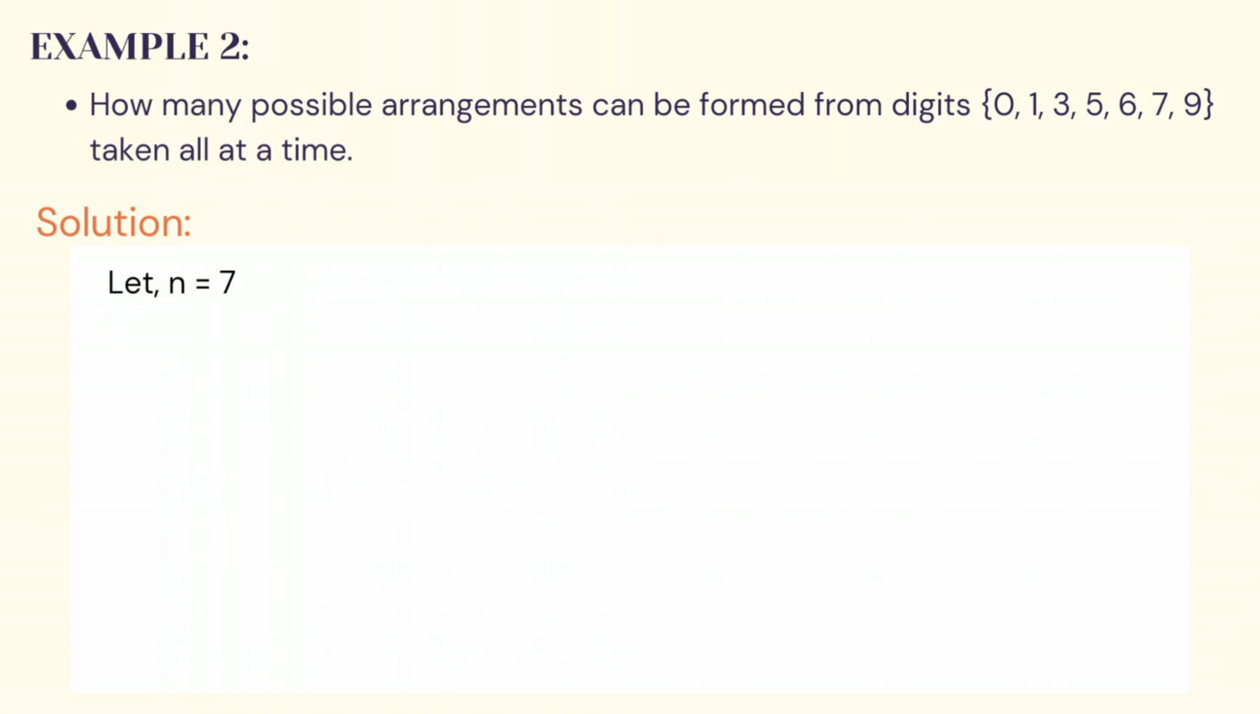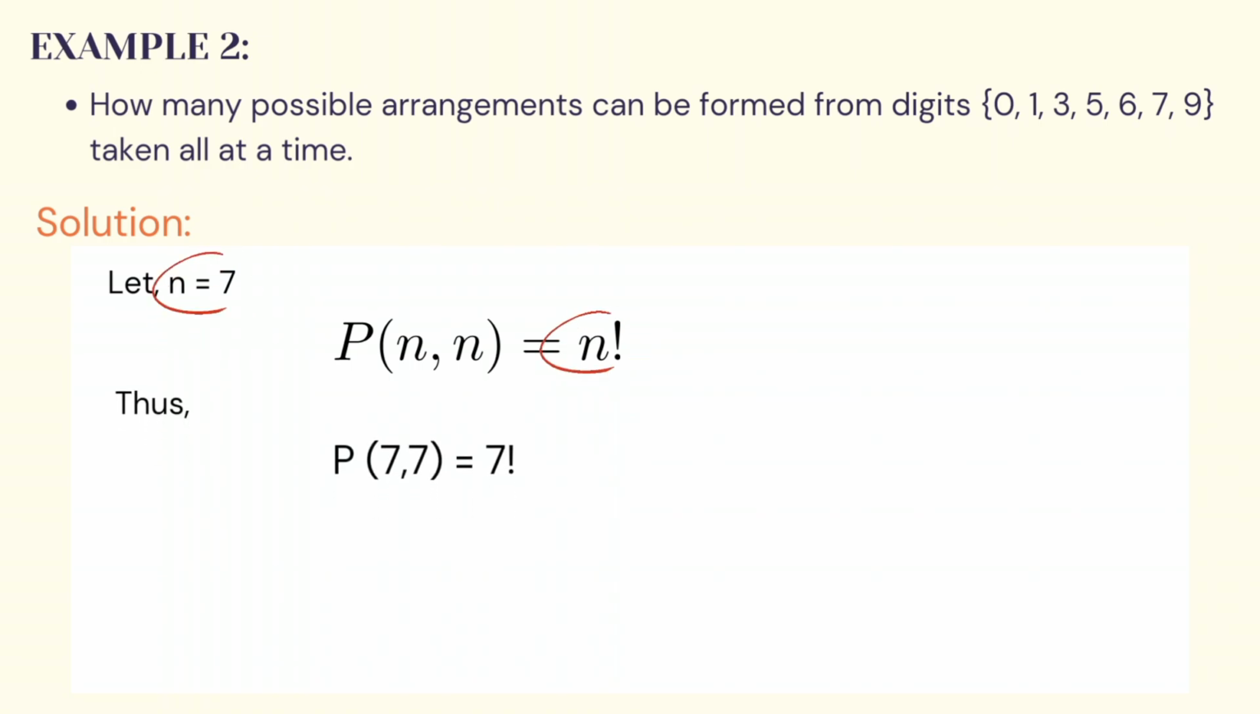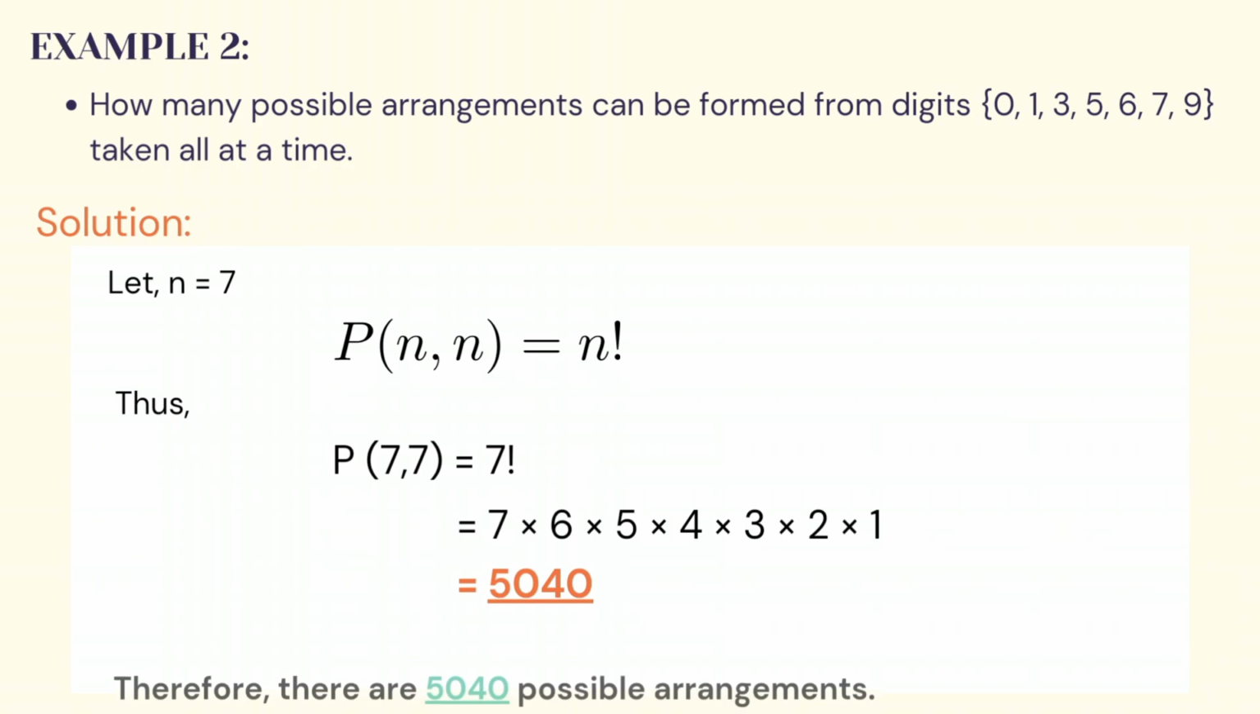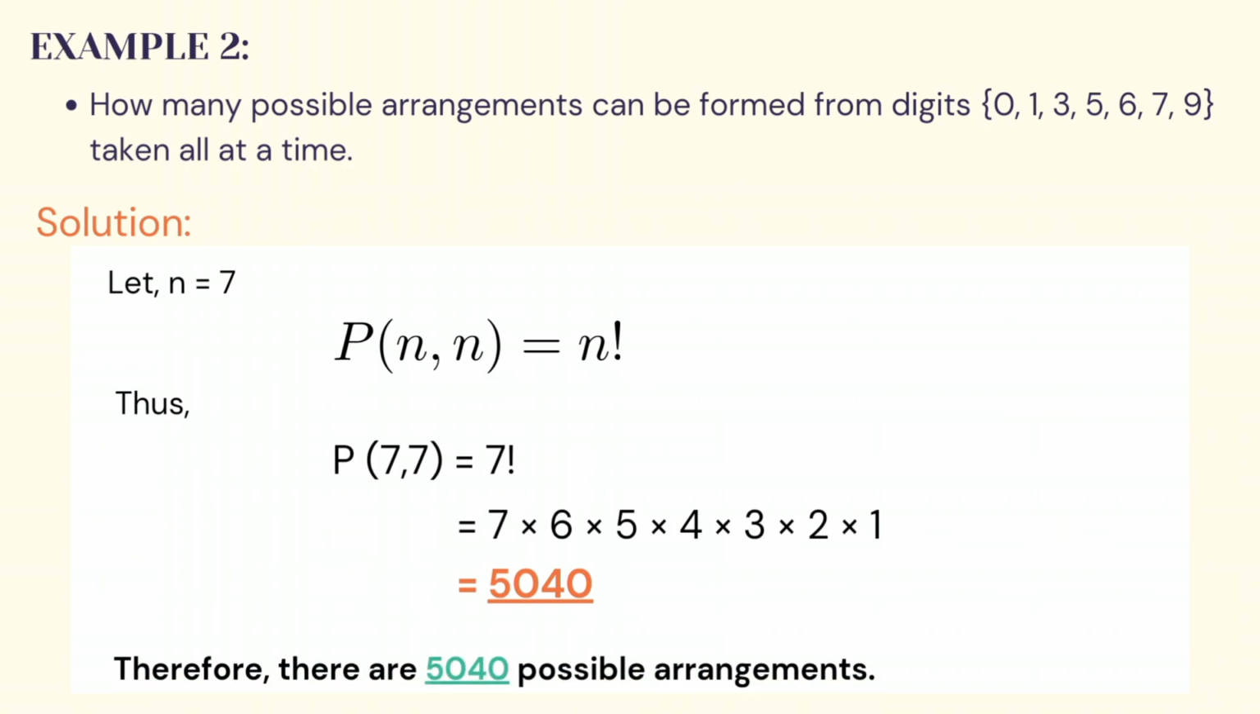Apply the formula for the permutation of n objects taken all at a time, which is P equals n factorial. By substitution, substitute the variable n with 7. We will have P equals 7 factorial. Expand or take the factorial of 7, it will be equal to 5040. Therefore, there are 5040 possible arrangements.